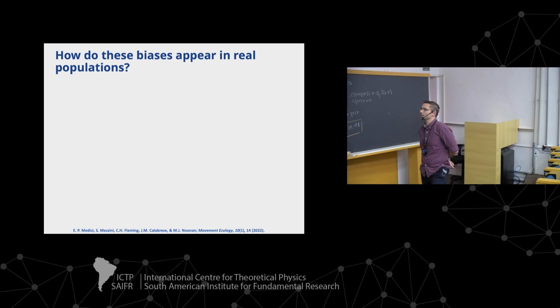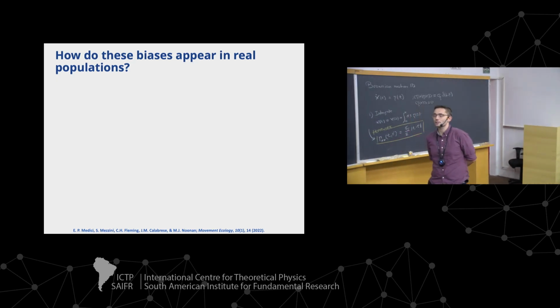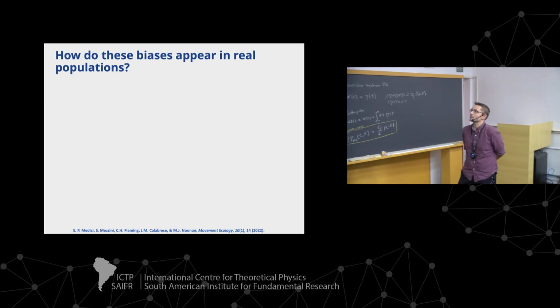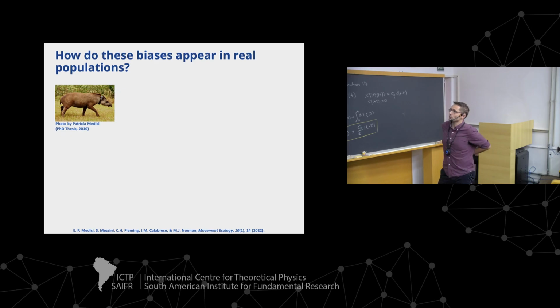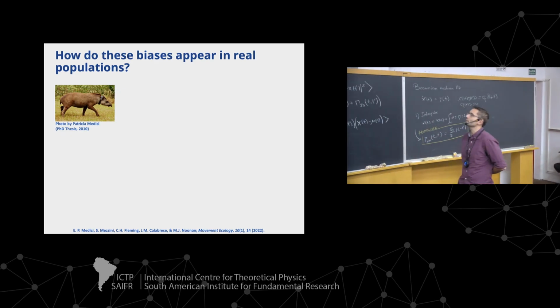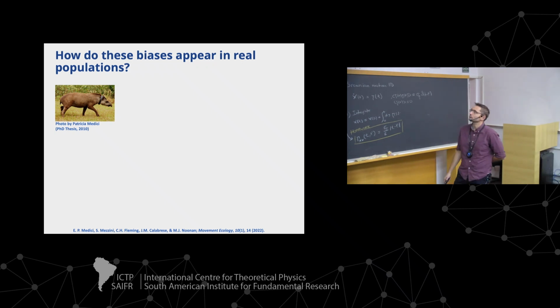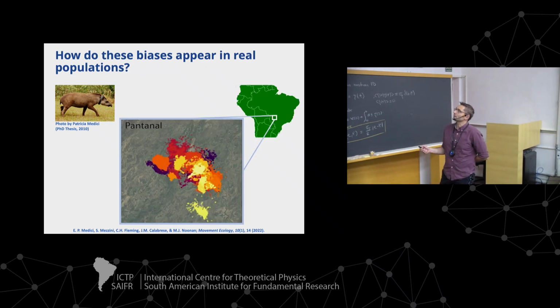So just to finish quickly, because I don't have so much time, the question is, how do these biases appear in real populations? How can I measure this in populations? And I think that's the question that I found more interesting, not only doing the math, but also trying to find these signatures in real data. To do that, I'm going to show you data from tapirs here in Brazil, in El Pantanal. So this cute animal is a tapir, a Brazilian tapir. This is where the population that I'm going to show you lives, and these are the animals that we have tracked. I think it's like 41 or 42 animals.